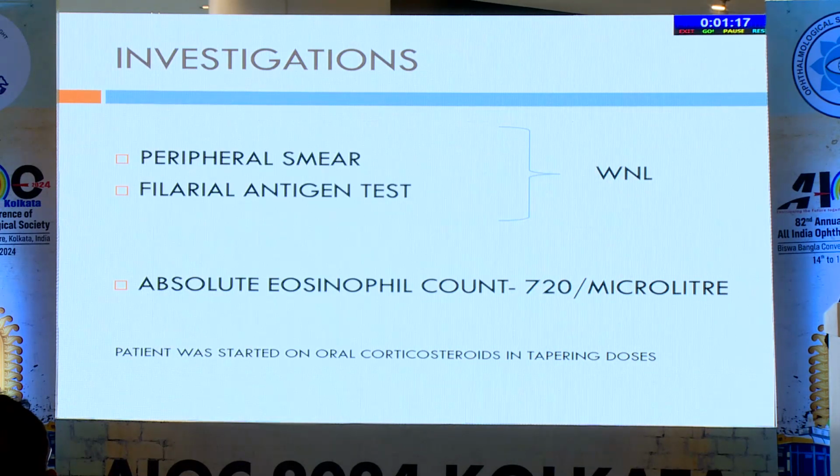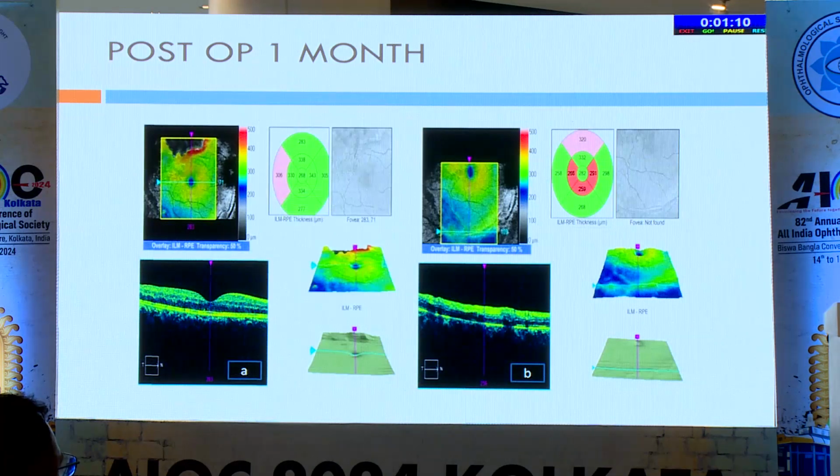The patient was started on oral corticosteroids in tapering doses, without any antihelminthics. At the 1 month follow-up, this worm structure had faded away, as you can see in this OCT picture.